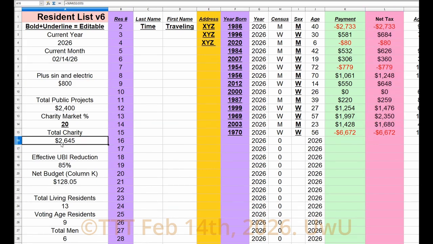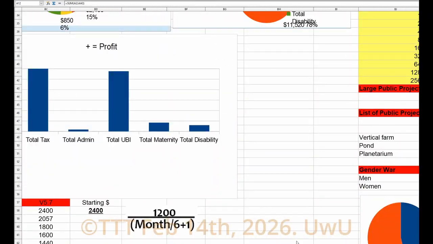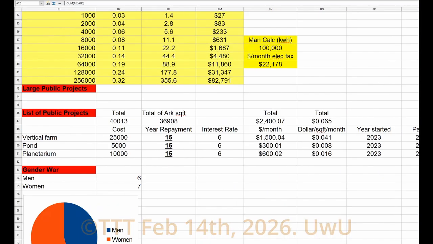And we're gonna have this extra $2,600 a month, and we're just gonna give that to the charities. This is for the charities. So this goes into a separate pool. And then this public projects is also a separate pool. And that gets paid, we pay our debts right here. So here's our debts for the large public projects.